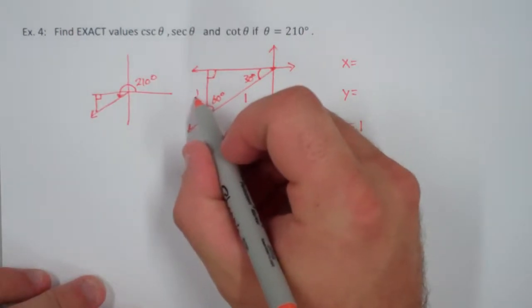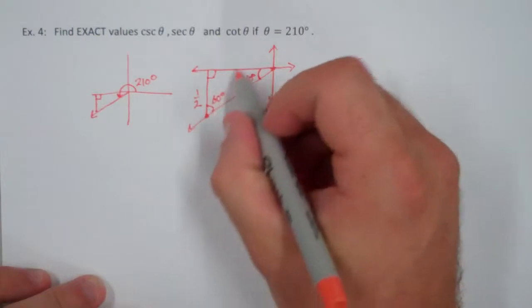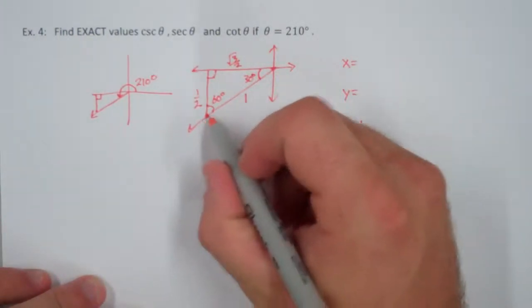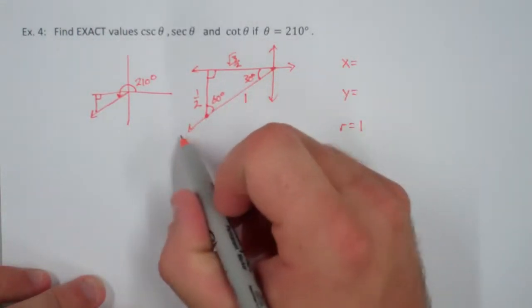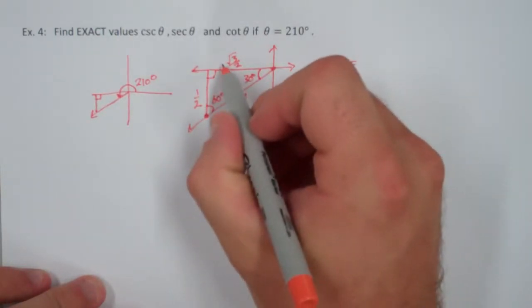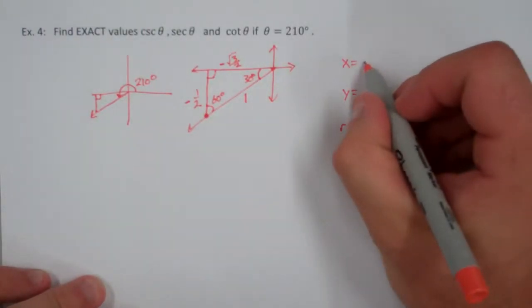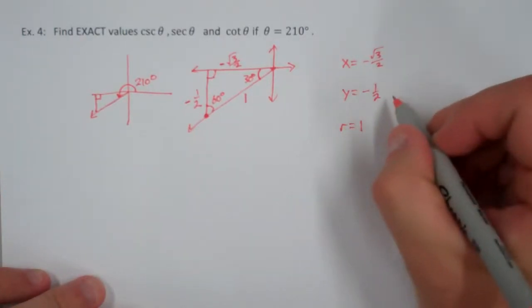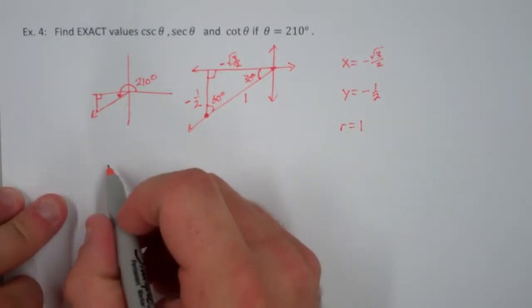So this one should be 1/2, and then the other leg opposite of the 60 degree angle should be √3/2. Again, when the radius is 1 here, the hypotenuse is 1. However, we need to think about this angle and understand that to get to this point we need to go left and down. So this should be negative √3/2 and negative 1/2. We'll utilize these here for x, y, and r. We now just need to set up our proper trigonometric ratios.